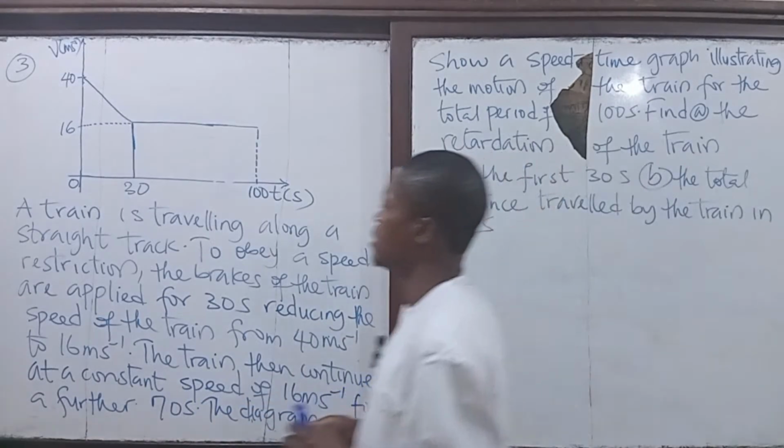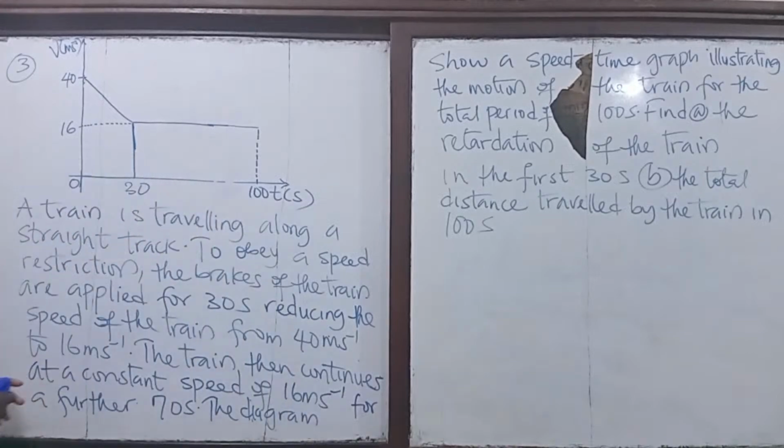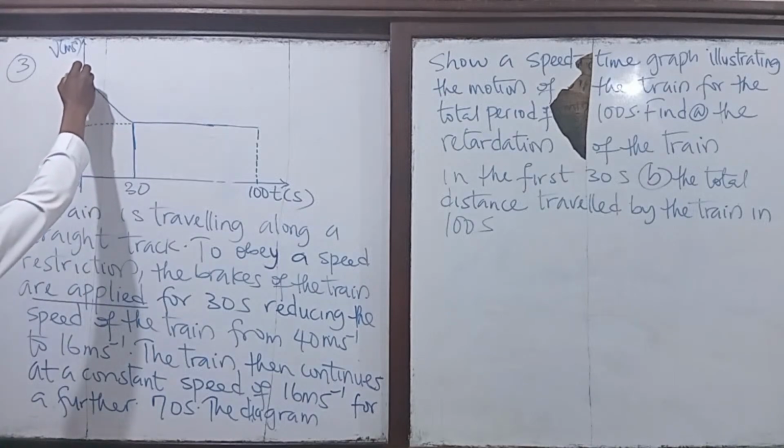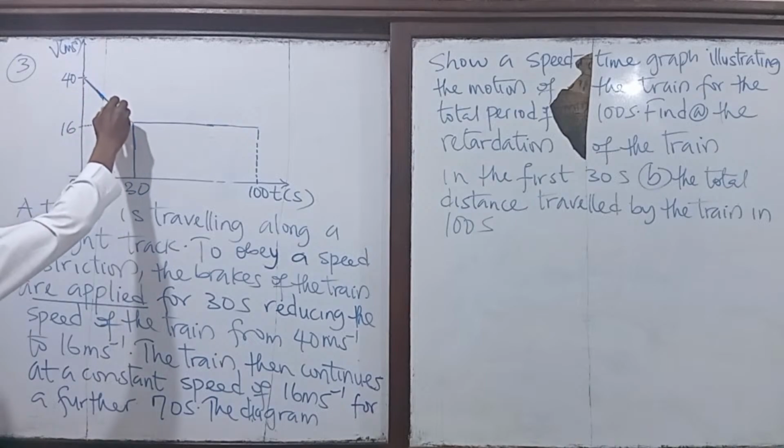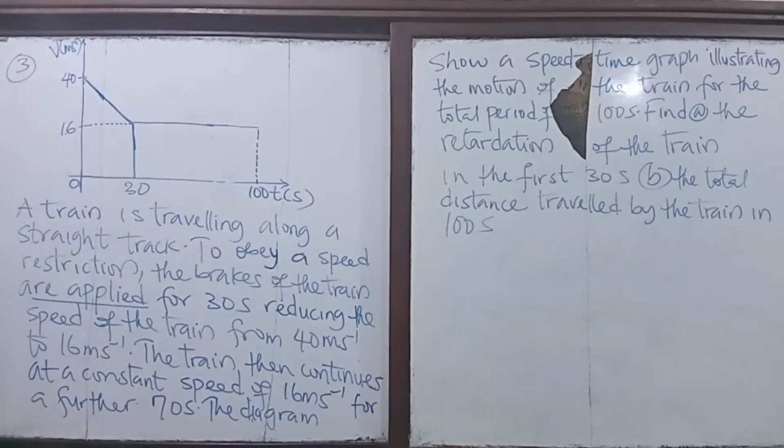A train is traveling along a straight track. To obey a speed restriction, the brakes of the train are applied for 30 seconds, reducing the speed of the train from 40 to 16. You can see when you apply the brake, the speed is reduced from 40 to 16.